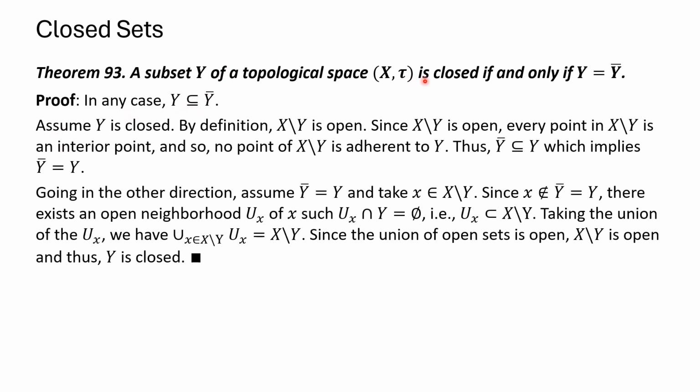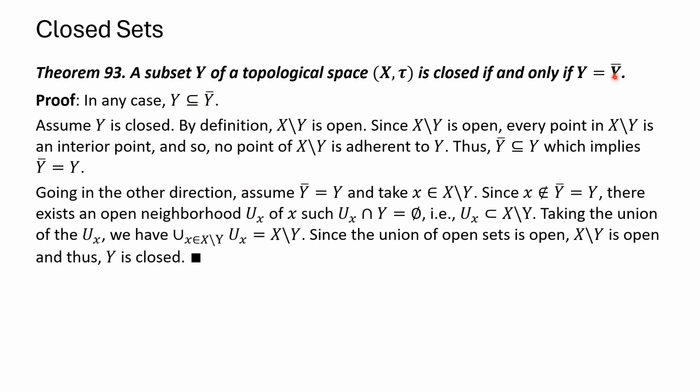First, we'll prove if Y is closed, then Y equals its closure. So assume Y is closed. By definition, its complement is open. And since Y complement is open, every point in the complement of Y is an interior point. And so no point of the complement of Y is adherent to Y, meaning that all of the points adherent to Y, in other words, all the points in its closure, have to actually be inside of Y. So we have this statement here and this statement here, which together imply that the closure of Y equals Y.